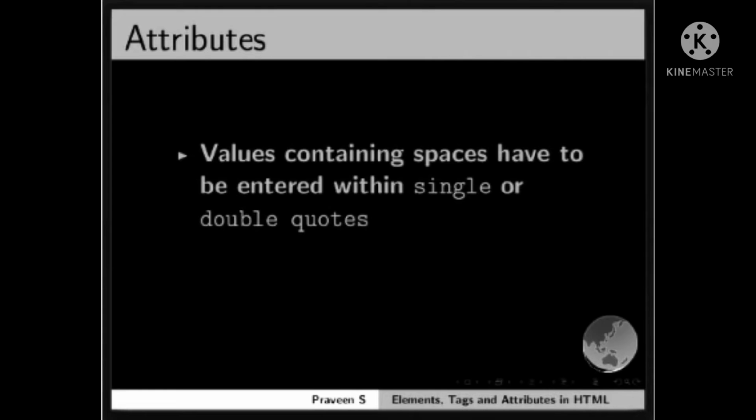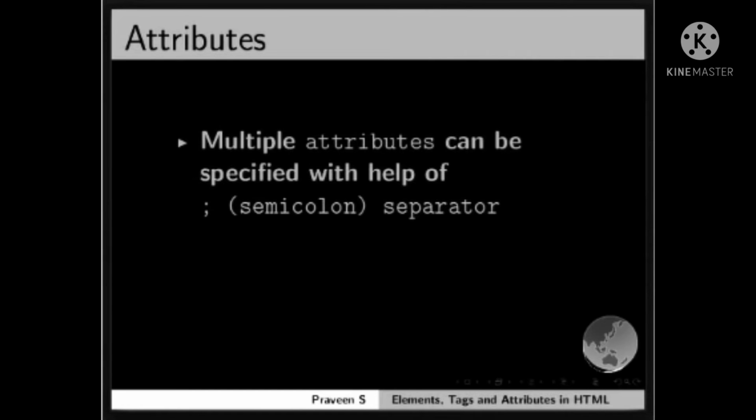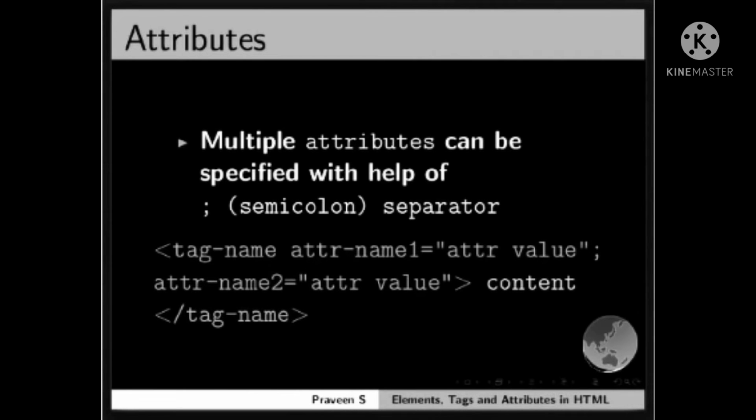Values containing spaces have to be entered within single or double quotes. The syntax is as shown here. Multiple attributes can be specified with the help of the semicolon separator. The syntax is as shown here.